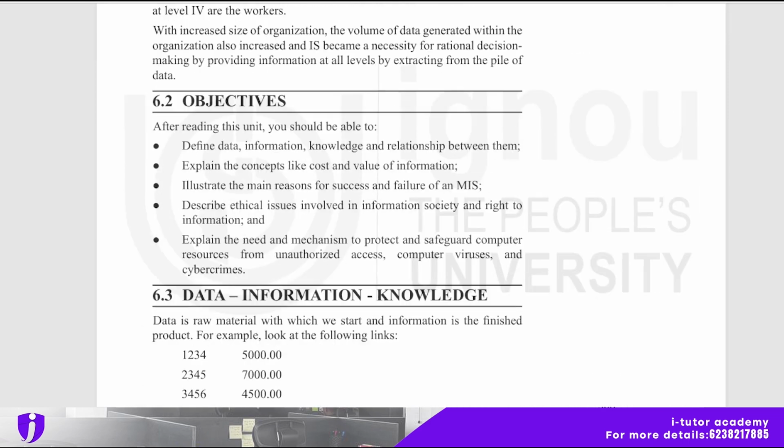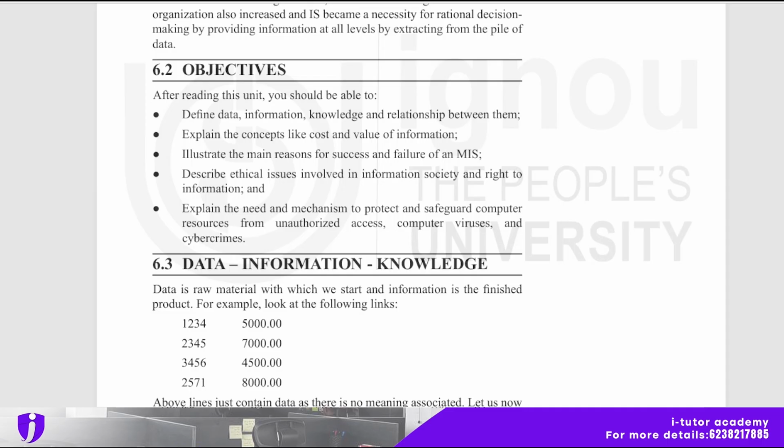So let's see the objectives of this chapter. After reading this unit, you should be able to define data, information, knowledge, and the relationship between them, and explain concepts like cost and value of information, illustrate the main reasons for success and failure of an MIS, describe ethical issues involved in information society and right to information, and explain the need and mechanism to protect and safeguard computer resources from unauthorized access, computer viruses, and cybercrime. So these are the objectives of this chapter.